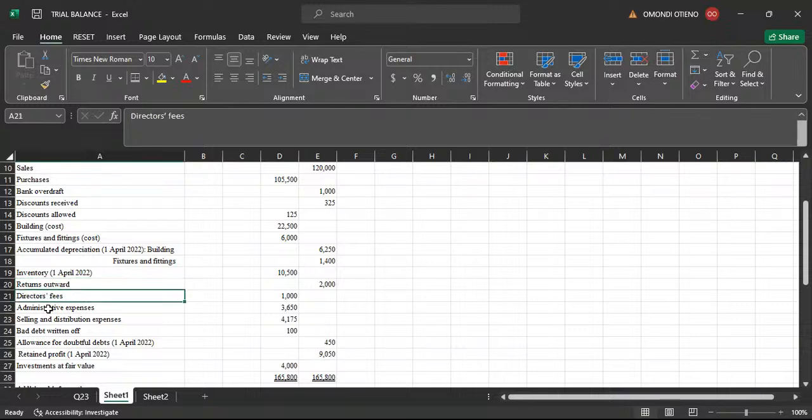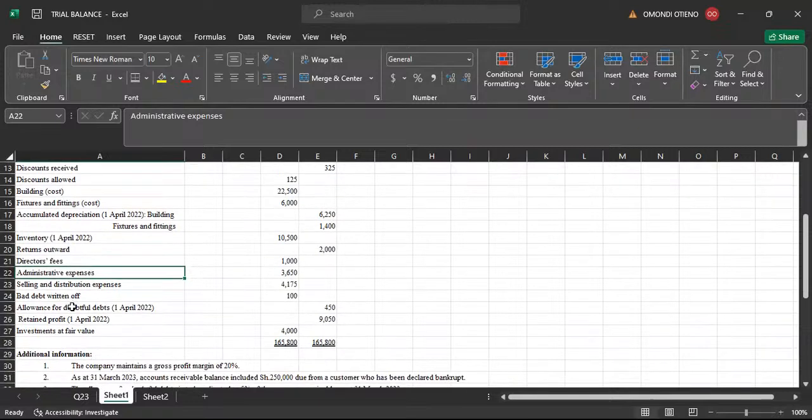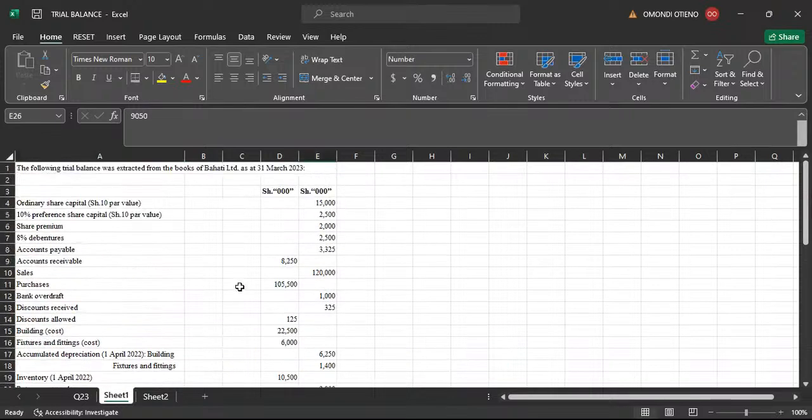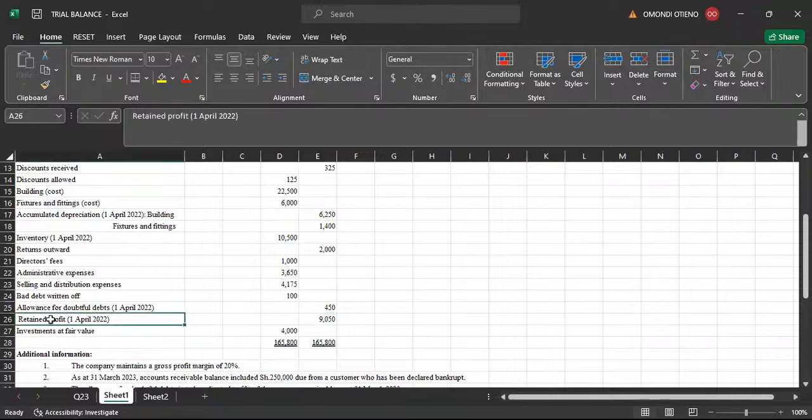Director's fee, those are now expenses. Administrative expenses, selling and distribution. Bad debts written off, those are expenses. Allowance for doubtful debts at the beginning of the period. That is provision for doubtful debts. Retained profit as at 1st of April 2022 is this figure. But when is the financial year ending? 31st of March of every year. So this is what we call retained earnings brought down.